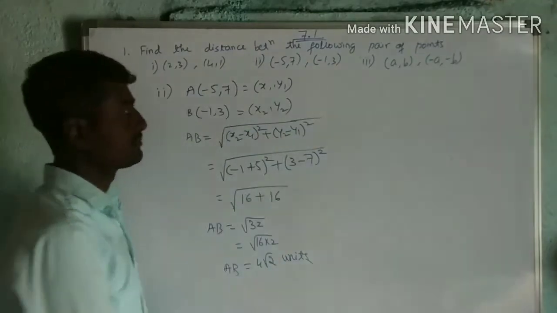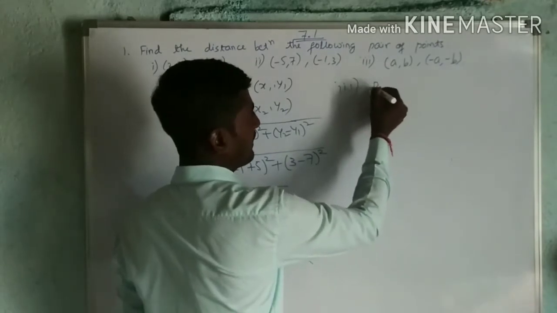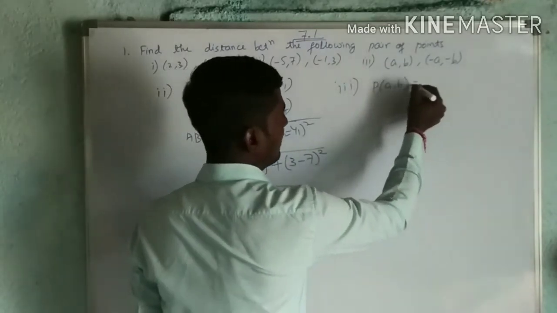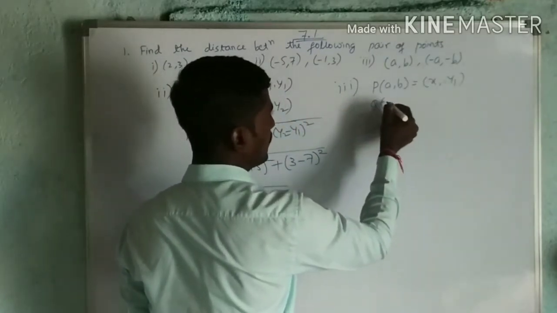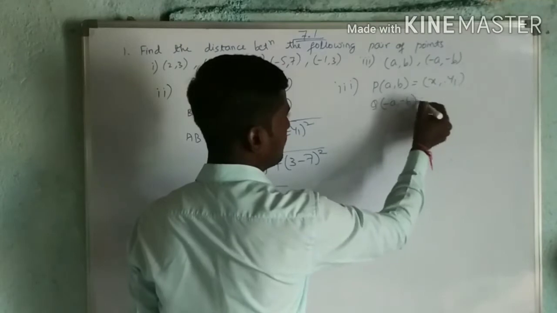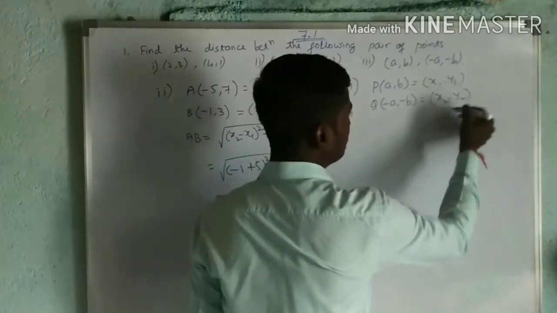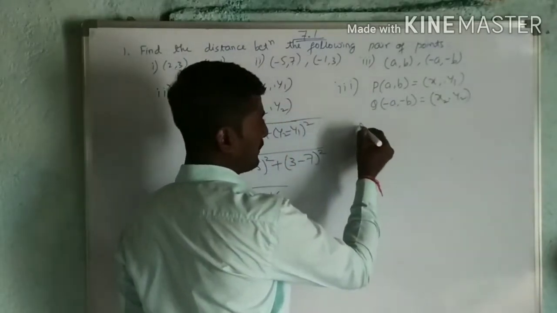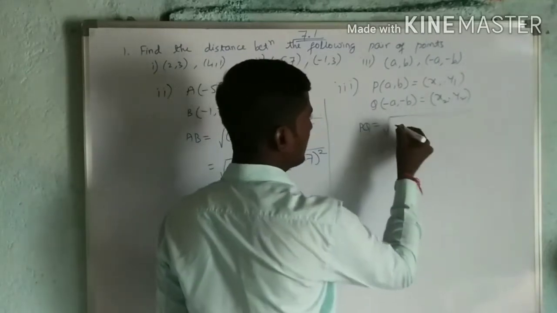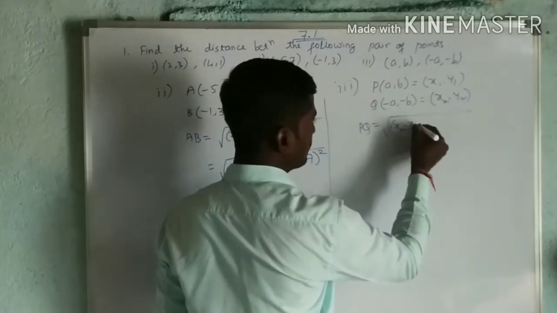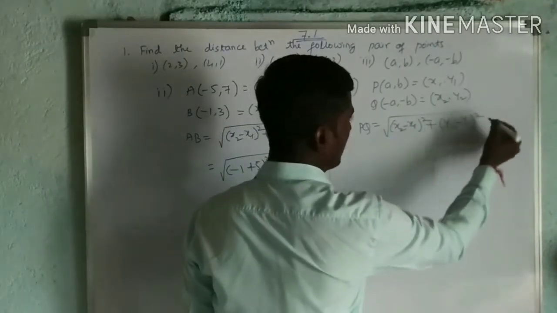Now the third one. I will take this as P, with coordinates a comma b, that is x1 comma y1. Next, the second point Q, minus a comma minus b. Now this is x2 comma y2. Now write the formula. PQ is equal to under root of x2 minus x1 whole square plus y2 minus y1 whole square.